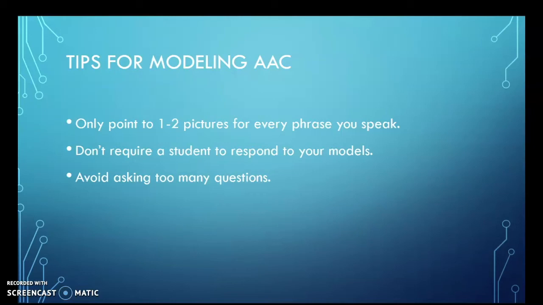A good rule of thumb when you're talking to students and modeling is to make 4 statements for every 1 question you ask. That's a pretty good ratio in a conversation.